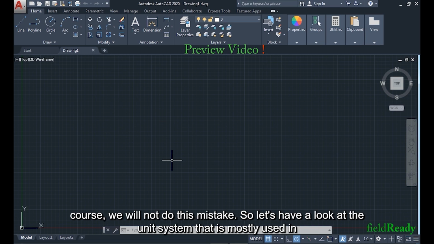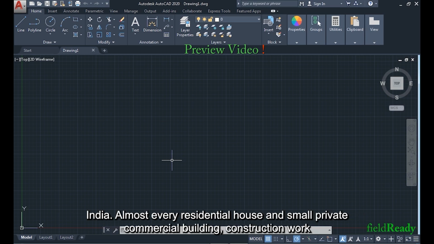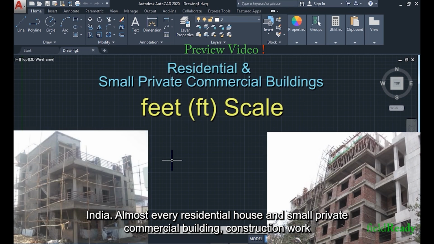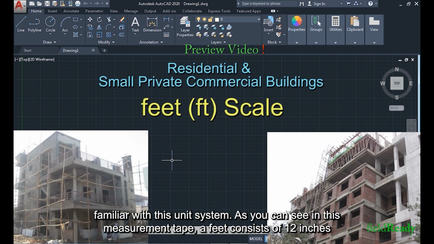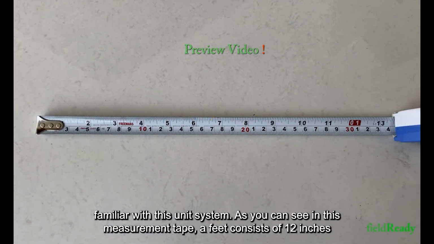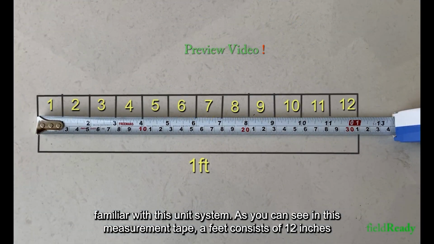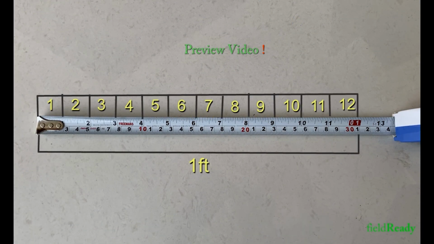So let's have a look at the unit system that is mostly used in India. Almost every residential house and small private commercial building construction work follows the feet unit system. The laborers, the site engineers and the house owners in India are very familiar with this unit system. As you can see in this measurement tape, a foot consists of 12 inches.